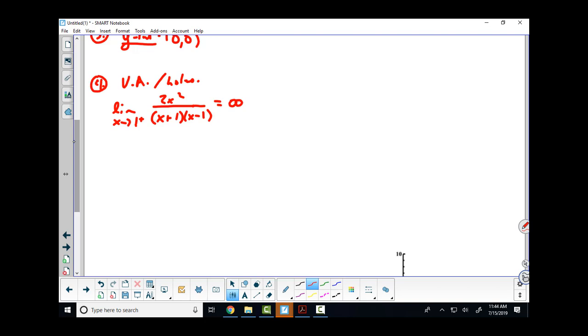Okay, let's look at the limit as x approaches 1 from the left. That'll be negative infinity. Okay? Either one of these two facts is enough to say that we have a what? A vertical asymptote at x equals 1.